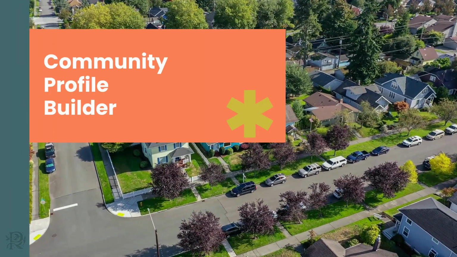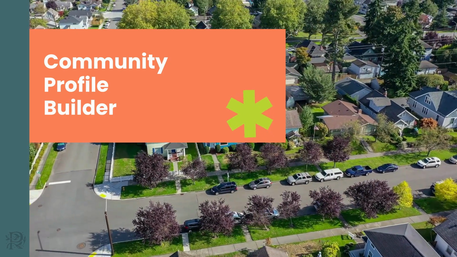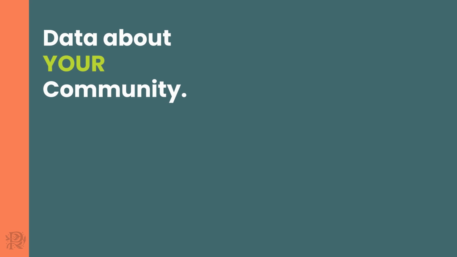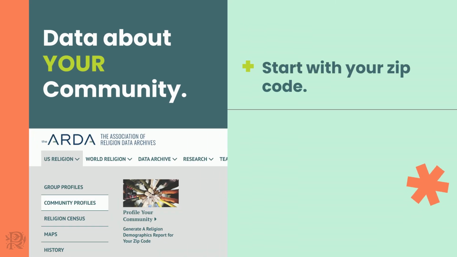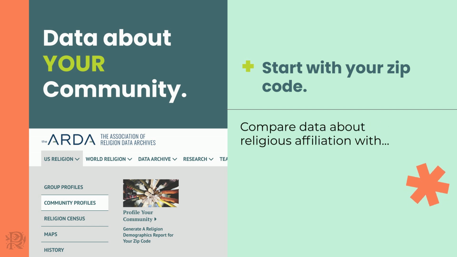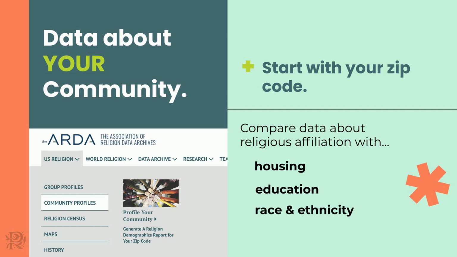The most important tool, however, is the Community Profile Builder. The Community Profile tool will show you the location of each congregation in a chosen area and summarizes the overall religious makeup of your county, metro area, or state. It can also layer this information with other data like housing prices, education, ethnicity, and income.